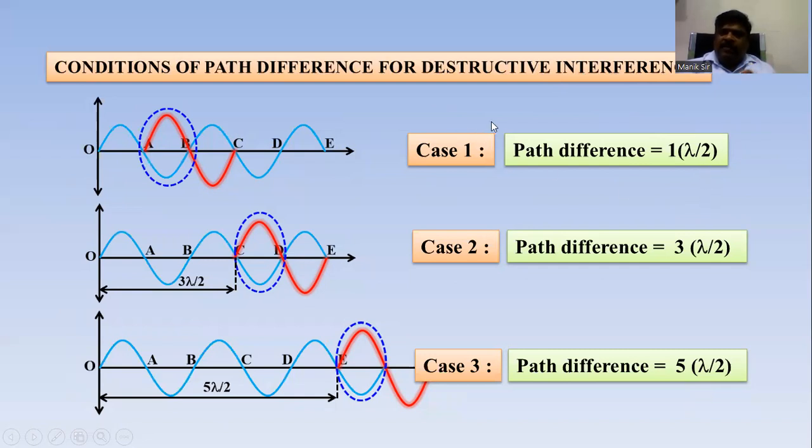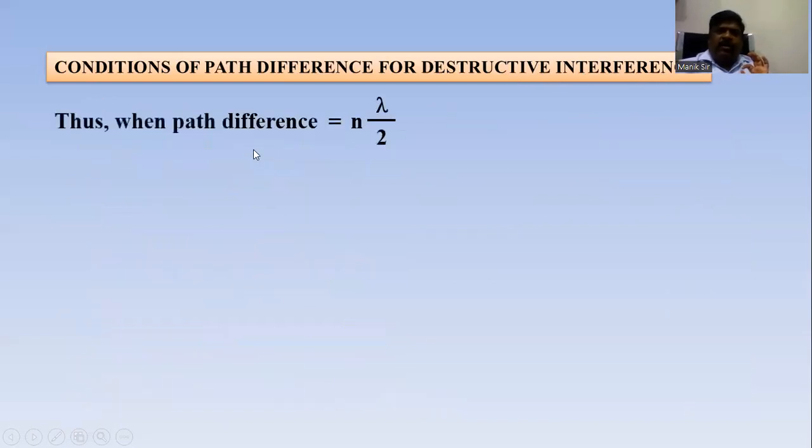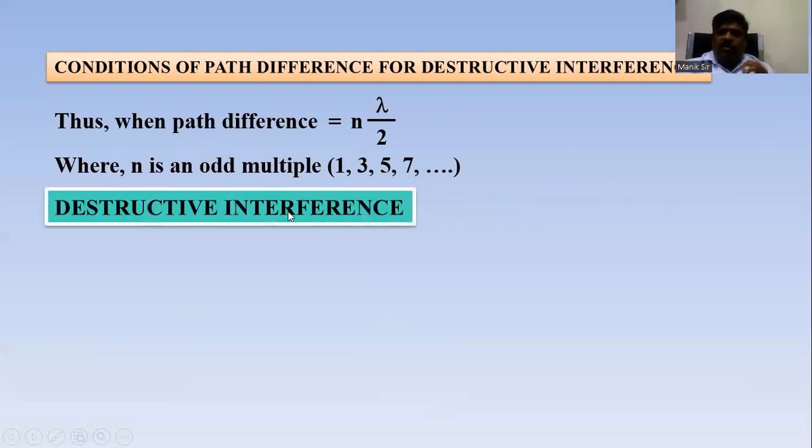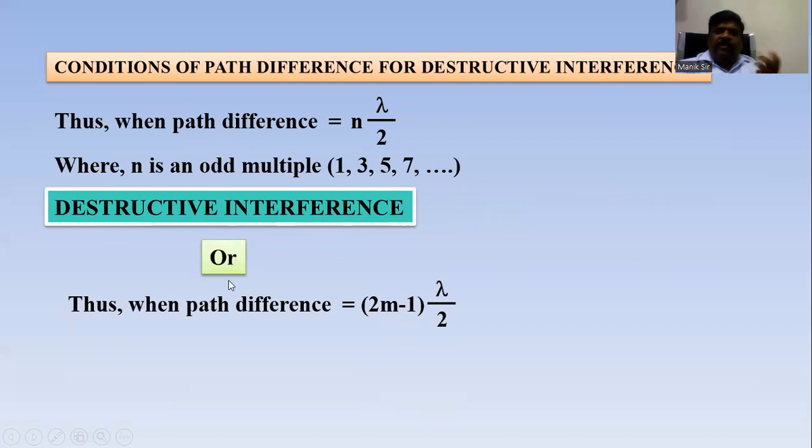If the path difference is an odd integral multiple of half of the wavelength, we will get destructive interference. 1, 3, 5, these are the odd numbers. So we can conclude that for the path difference n into lambda by 2, where n is equal to 1, 3, 5, 7 and so on, we have the destructive interference. Or when the path difference is (2m minus 1) into lambda by 2.